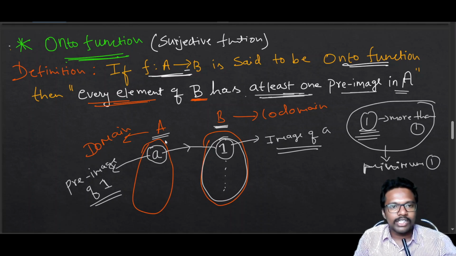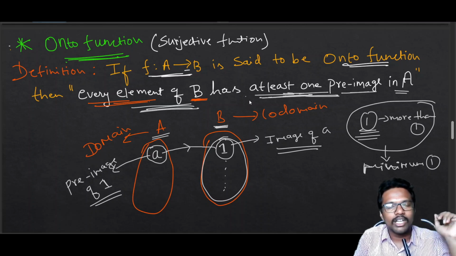Okay, so this is the definition of onto function. Every element of B, so this is the first condition. It also has two conditions here. Every element of B has, as the second condition, at least one pre-image in A. If this function satisfies these two conditions, then we can say it is an onto function.